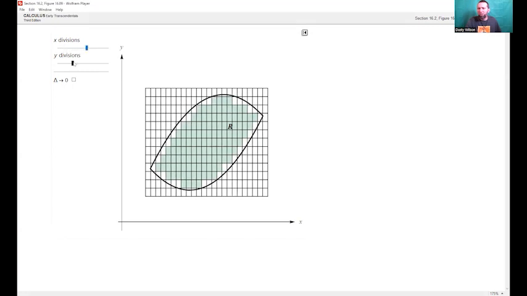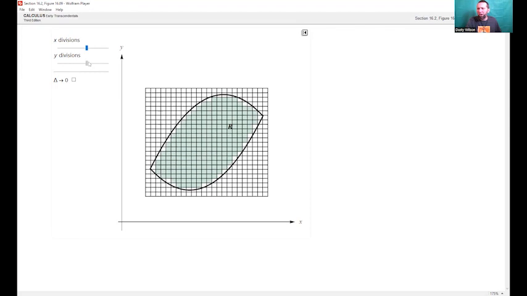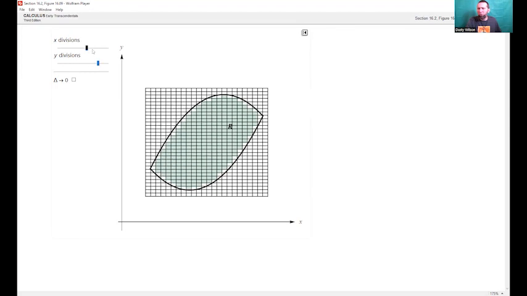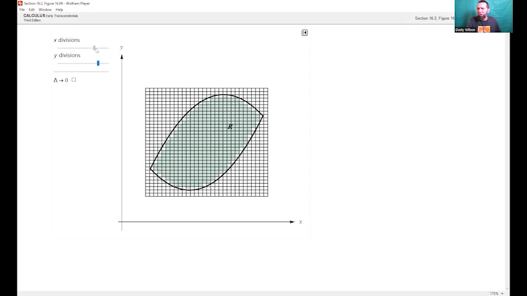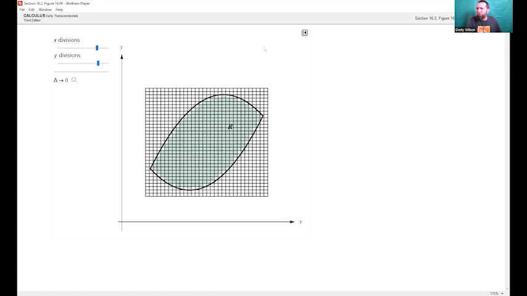Obviously, the approximation of filling out that space will get better and better as we use more and more rectangles, right? In particular, notice that the stuff on the edges, the purple doesn't show up very well. Let's see if the yellow works. Yeah, yellow doesn't work very well either. How about red?